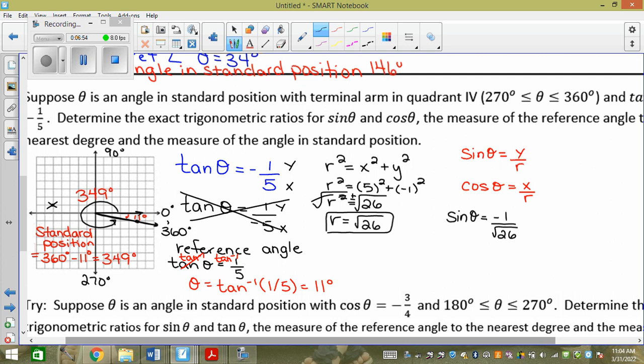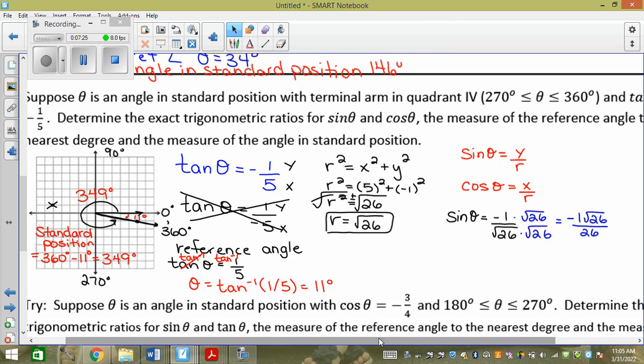Can I just leave it like this? No, I need to rationalize my denominator, which means I need to get rid of the radical. And how do I get rid of a root 26? Times by root 26, because root 26 times root 26 is just 26. And then there's nothing I can take out of 1 and 26, so I'm done. That is sine theta.